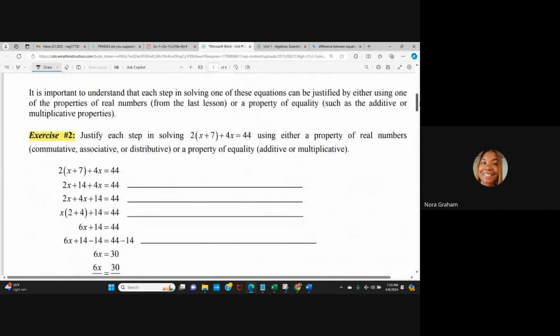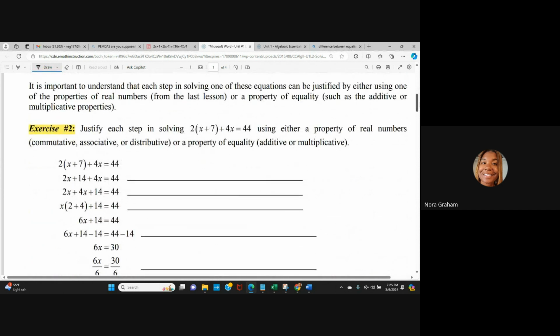Let's go on to exercise 2. For this one, we're stating what properties we use every time we solve the equation step by step. Let's go ahead and put the properties in here. I'm going to make a text box right here so you don't have to see my hideous handwriting. For this one, we're solving 2 in parentheses x plus 7 in parentheses plus 4x equals 44. They use the distributive property, because if I drew my annotations, I would have to make sure that 2 is multiplied by both of the terms inside my parentheses. So this one's distributive property.